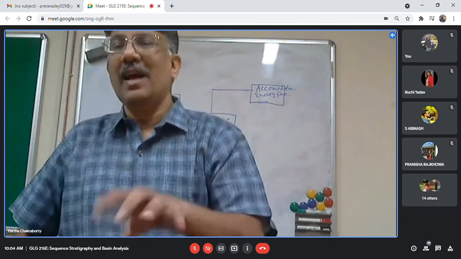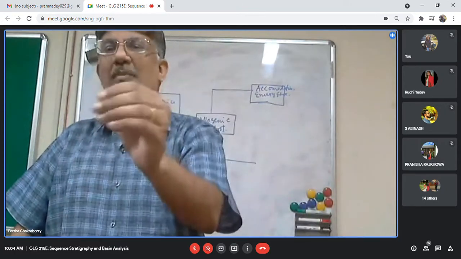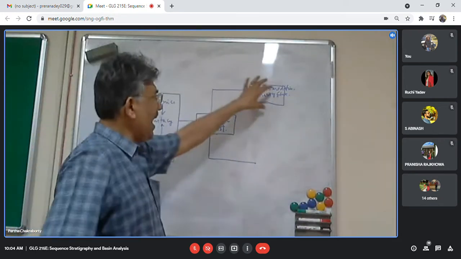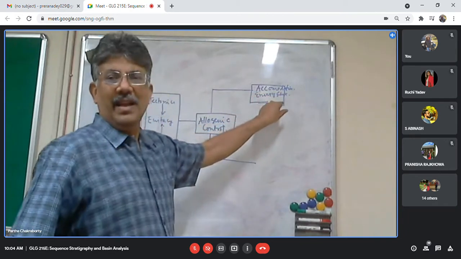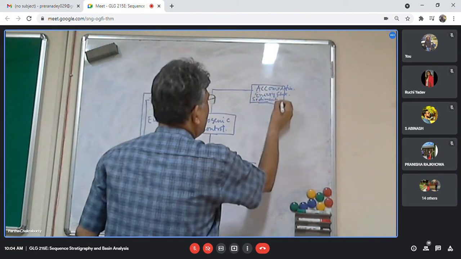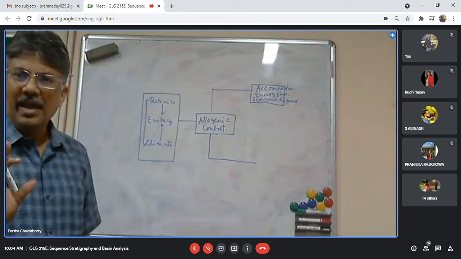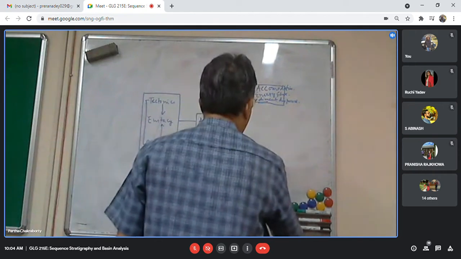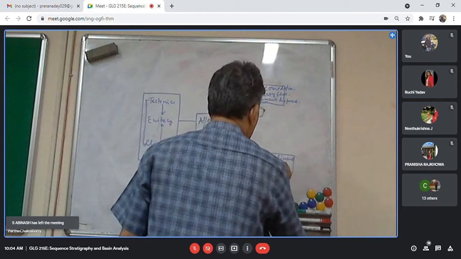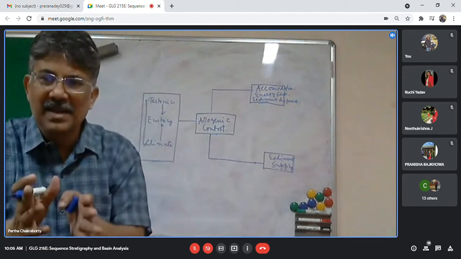Suppose the wave and the current are further increasing or decreasing the accommodation, which I discussed at the end of the last class. So the accommodation is also worked upon by the energy flux and the sediment dispersion. And then you have the sediment supply, the common normal sediment supply into the basin.